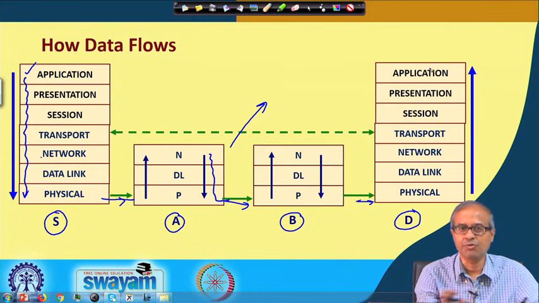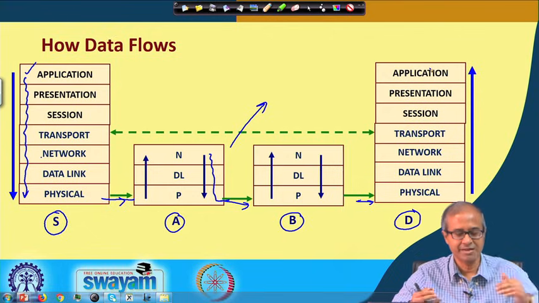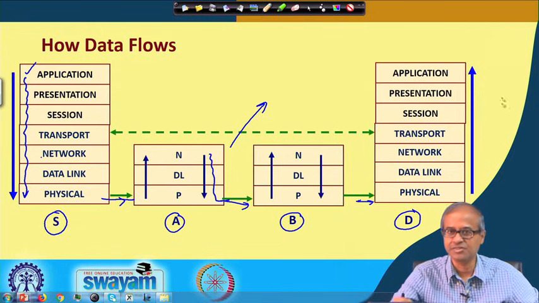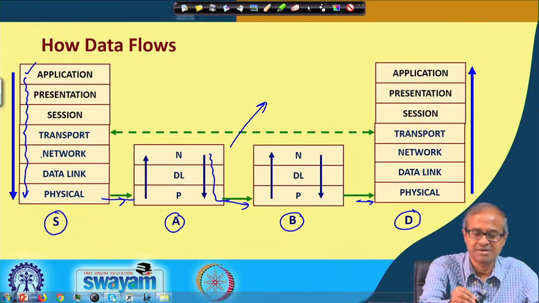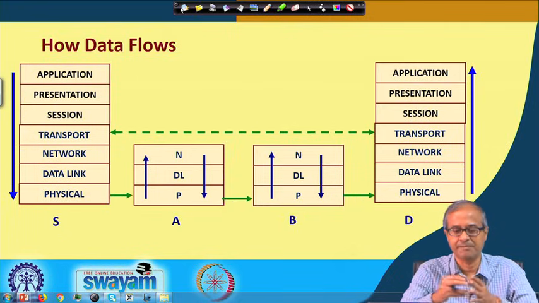So, roughly this is how data flows through this so-called network stack, because the order in which the data goes down, the reverse of it is going up, that is, it is like a stack. So, this is sometimes also referred to as a network stack.